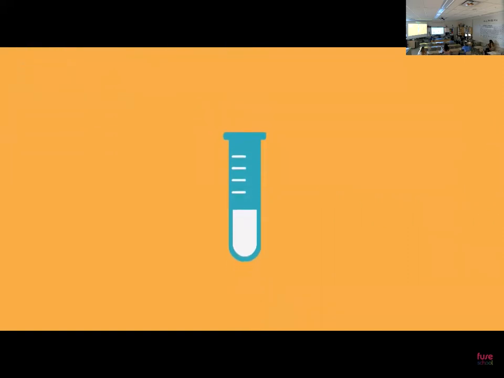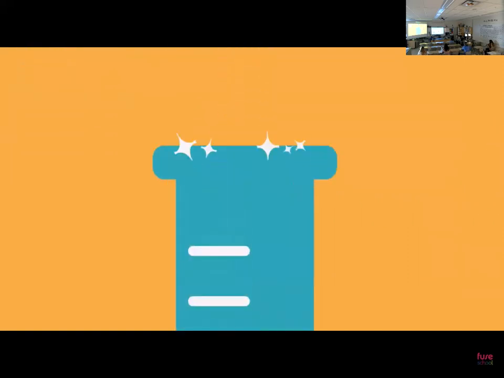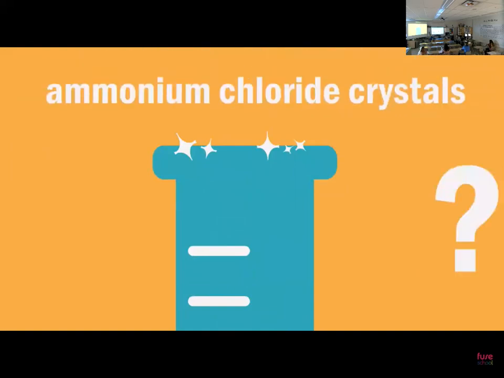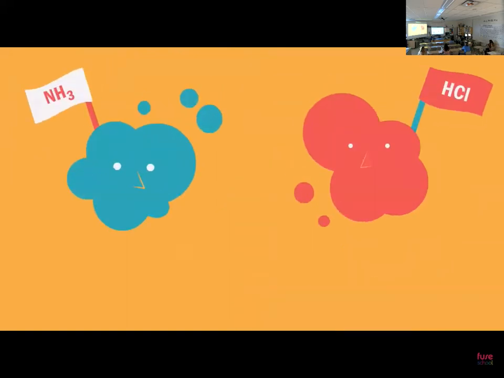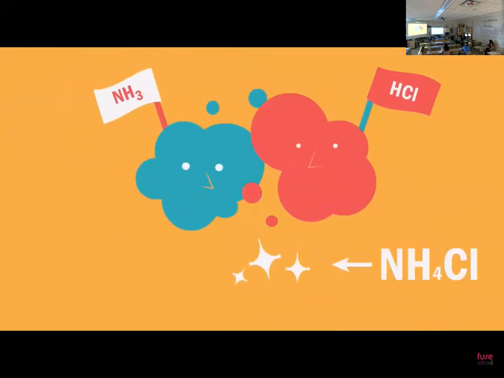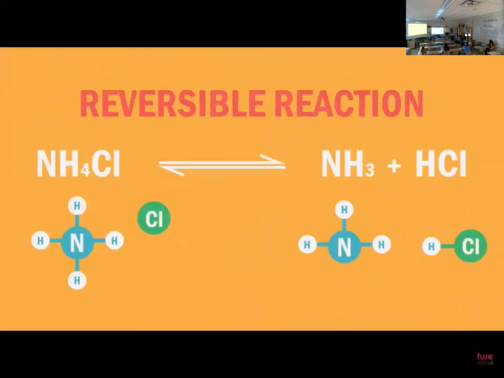Remove the boiling tube from the heat and let cool. Have a look near the mouth of the boiling tube. You will see that there are white crystals. These are ammonium chloride crystals. So what has happened here? Ammonium chloride has thermally decomposed to ammonia and hydrogen chloride. The formed ammonia and hydrogen chloride have reacted to produce ammonium chloride. Therefore, this is a reversible reaction.